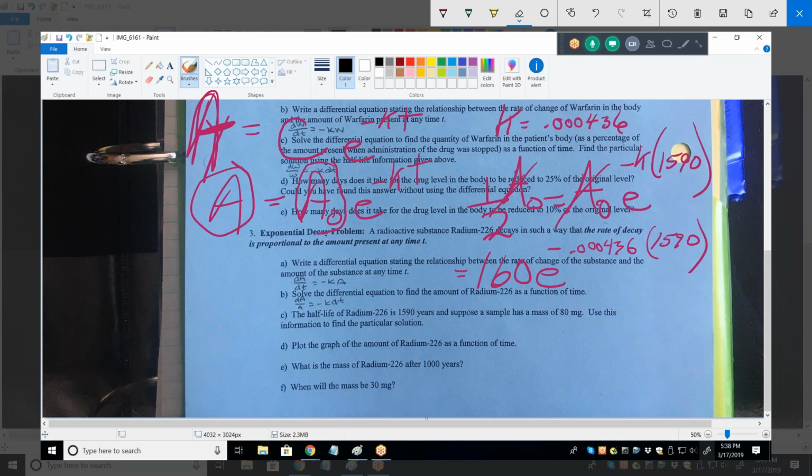I suppose one could say 80 equals C times e to the minus 0.000436 t. And if I plug in 1590 for t, C is going to come out to be 160. Now the question is, is this the particular solution? Maybe it is.